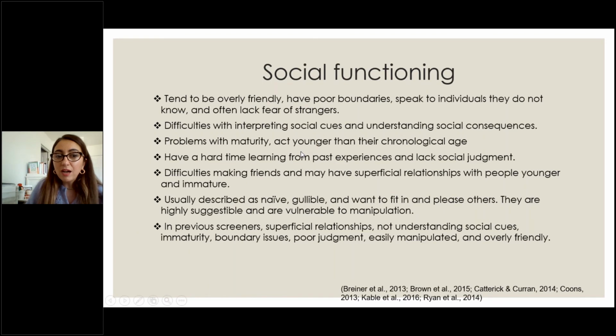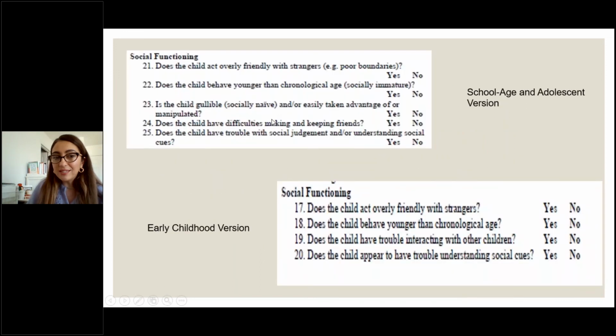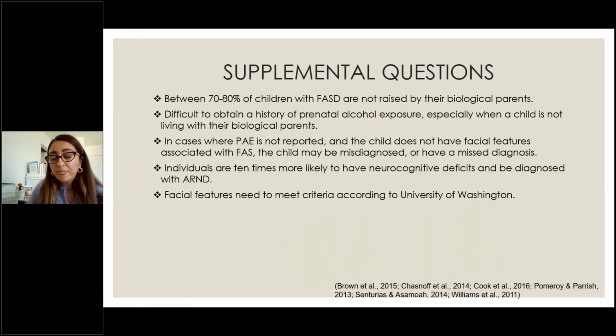And then the social area, we have a lot of problems with understanding social cues, boundaries, lack of fear of strangers, acting younger than their age, difficulty making friends. So these are all the things that we tried to capture, like socially naive. This was some of the verbiage that was used in other screeners as well. Overly friendly with strangers, acting more socially immature, difficulties with judgment. So these are all the things that we thought would capture the social issues.